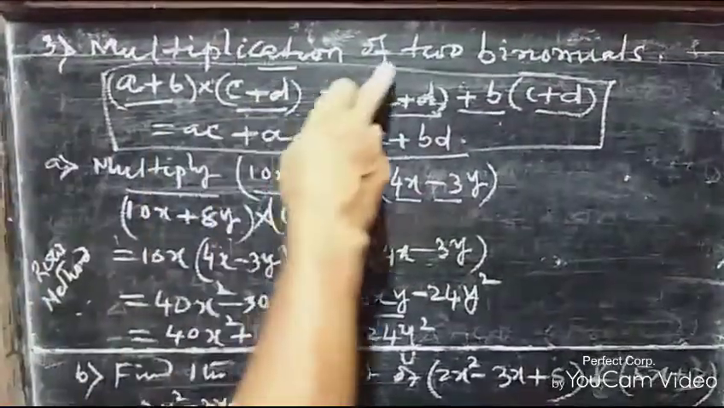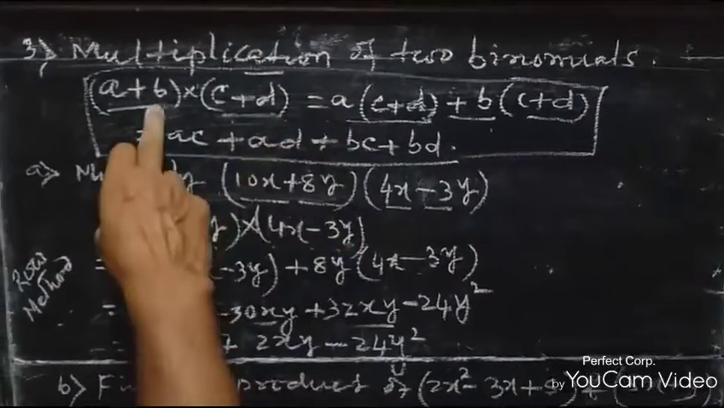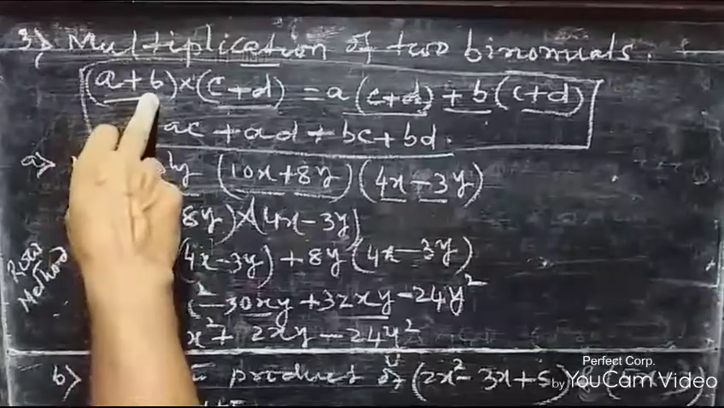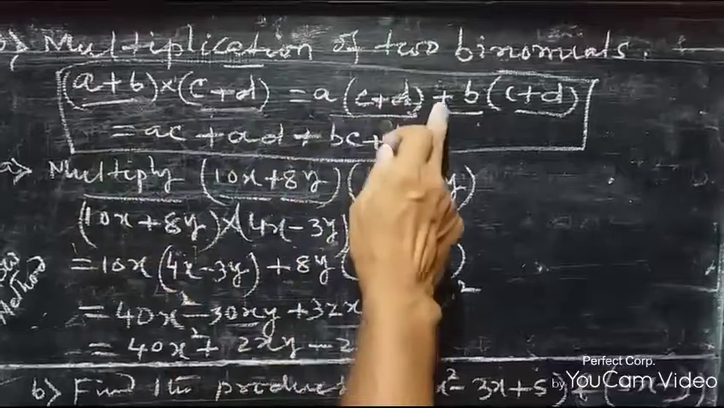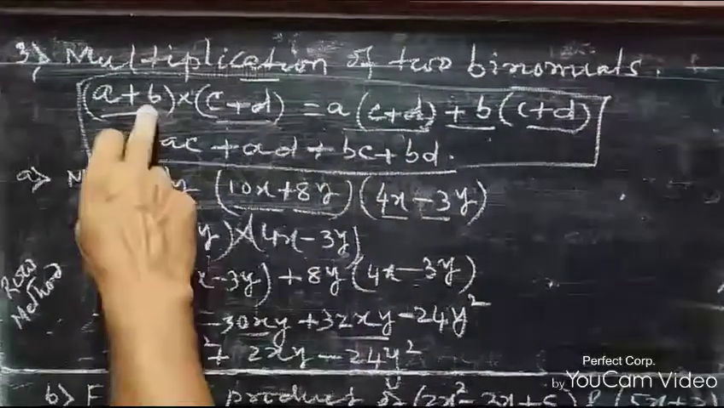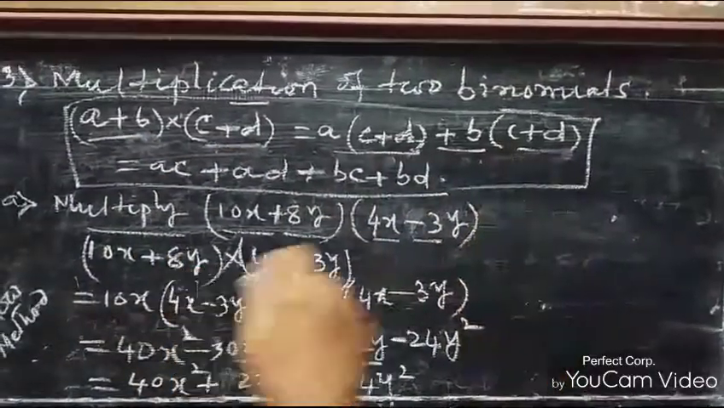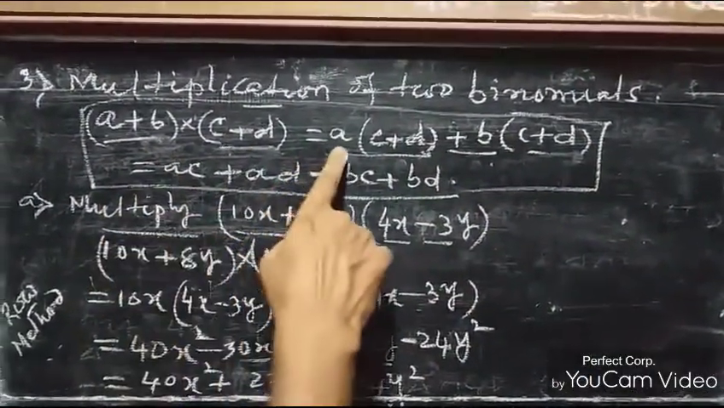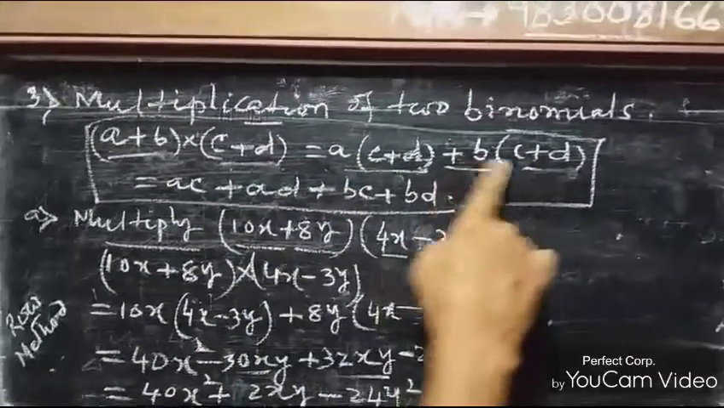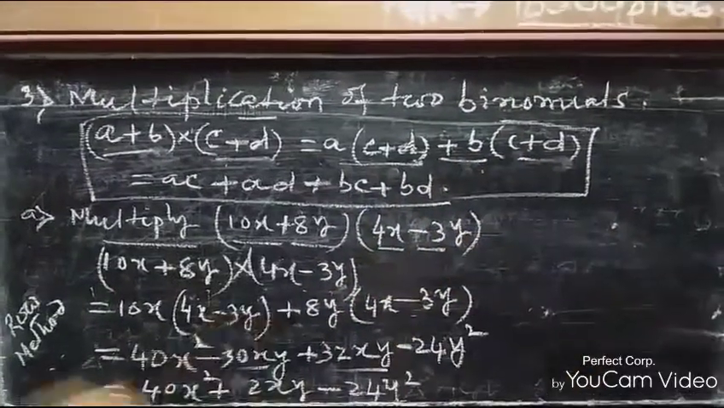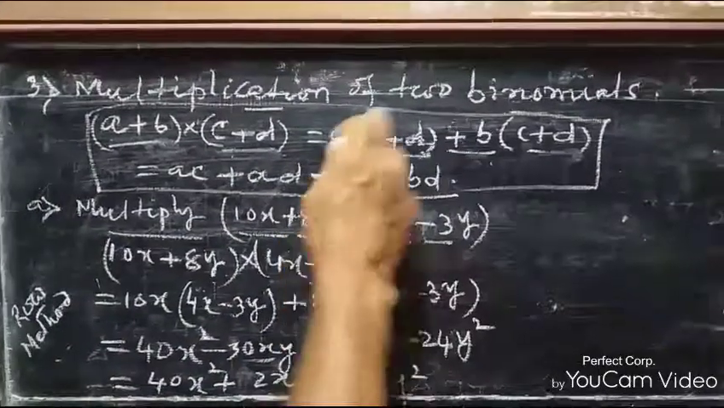Now, multiplication of two binomials. Suppose a plus b is one binomial and c plus d is another binomial. What you have to do is multiply the first term of the first binomial with the second binomial expression, and plus, along with the sign, the second term of the first expression with the second binomial. It comes a into c and a into d plus b into c plus b into d. This is the process you need to multiply two binomials.